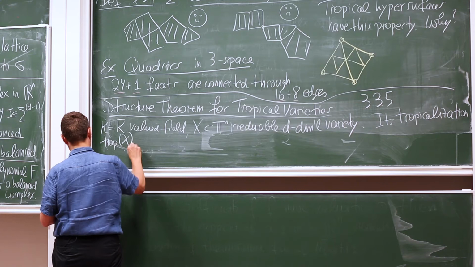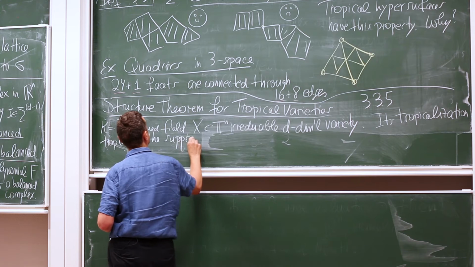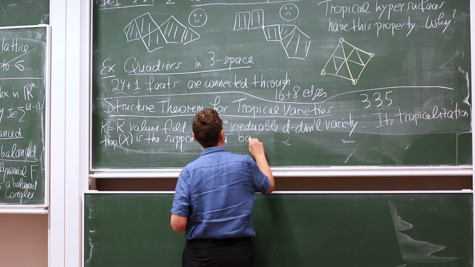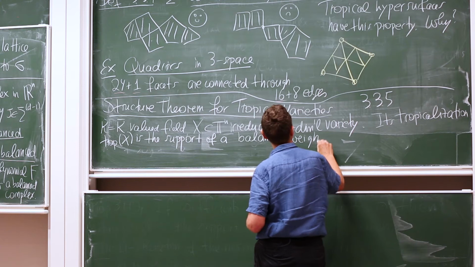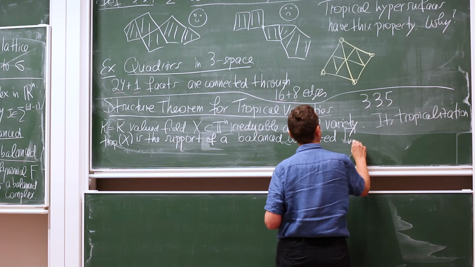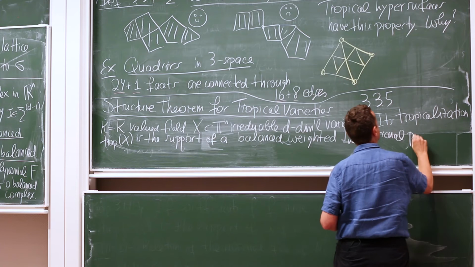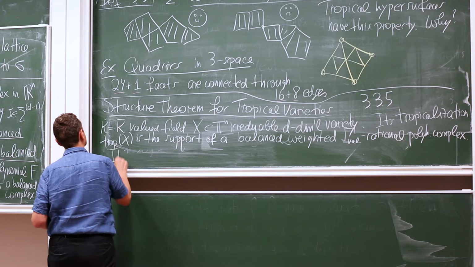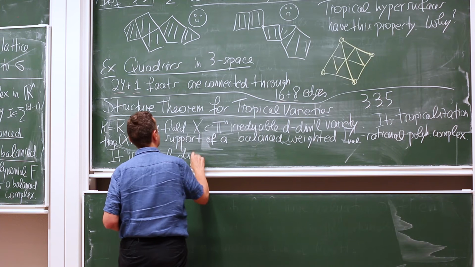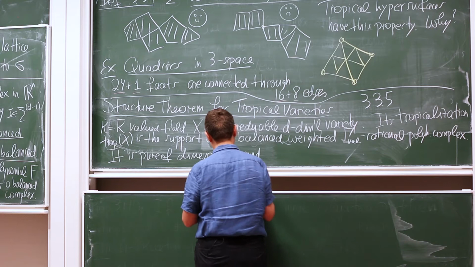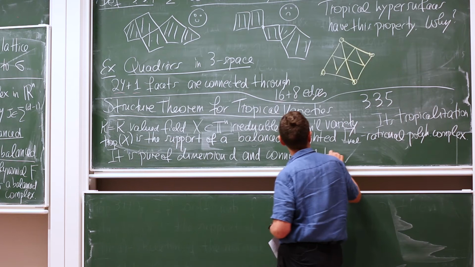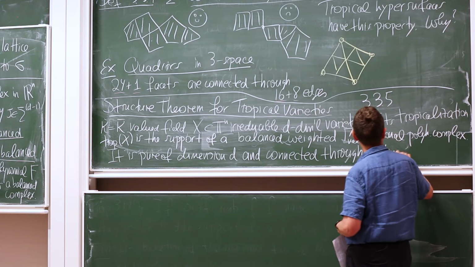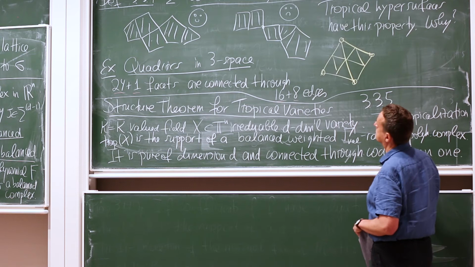Trop X is the support of a balanced, weighted, Gamma-val rational polyhedral complex. This complex is pure of dimension d, and it is also connected through codimension 1. Okay. So that is the structure theorem.